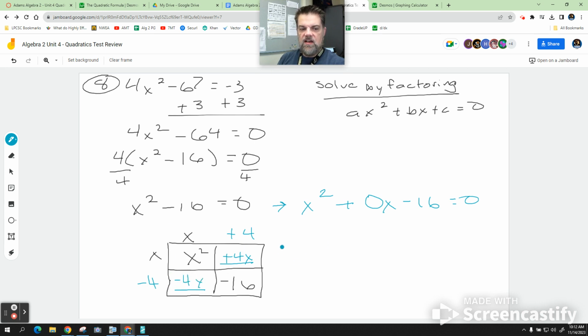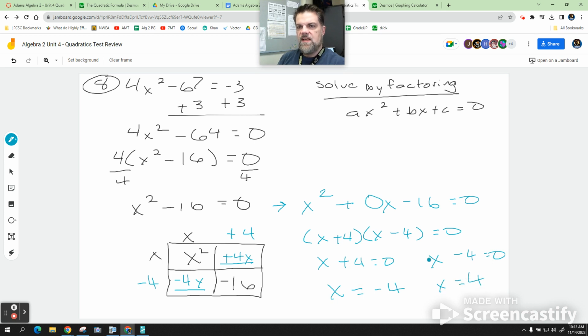So then this whole thing is equal to x plus 4 times x minus 4 equals 0. I'm going to say x plus 4 equals 0 and x minus 4 equals 0. So x equals negative 4 and x equals positive 4. And that's it.